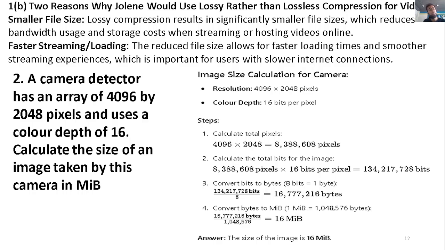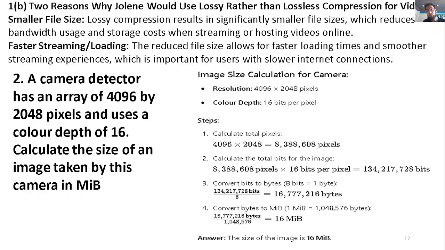So we multiply width and height, and then we multiply it by the bit depth. The resolution is 4096 by 2048, and the color depth is 16. We multiply them, and we get the total file size. Now we have to convert bits into bytes. 1 byte equals 8 bits, so we divide it by 8, and we get this number of bytes.